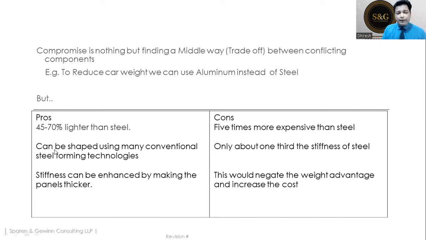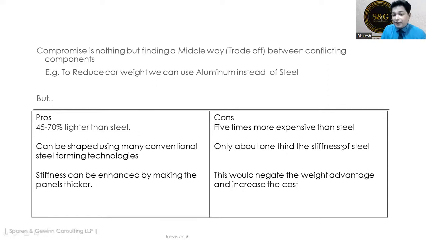Then another pro is that it can be shaped using many conventional steel forming technologies. What does it mean? If you change the material of construction, your machinery need not change, because the majority of the steel shaping machines can be used for aluminium shaping as well. So there will not be any change of machinery required, and capital investment will not be huge in that case, right? So what will be the con?